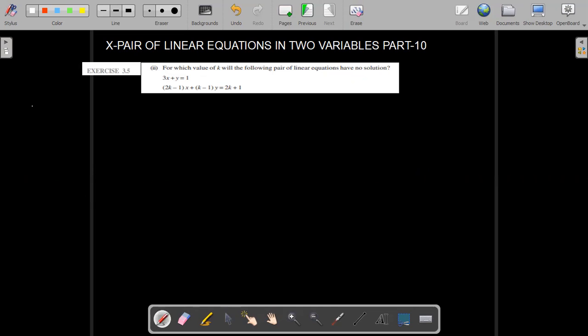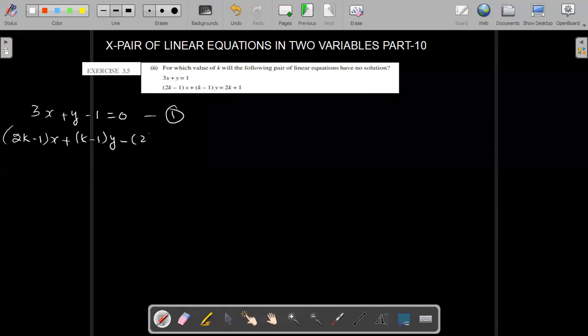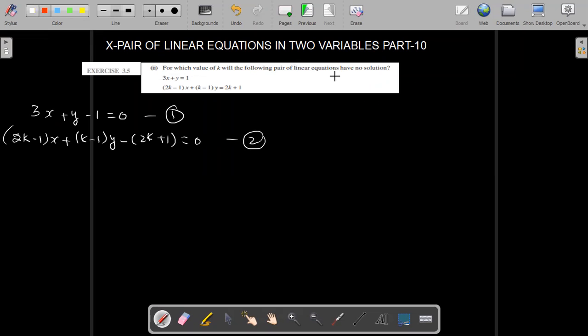3x plus y minus 1 is equal to 0. Equation number 1. And equation number 2 is (2k minus 1) into x plus (k minus 1) into y, and 2k you can take left hand side, minus 2k plus 1 is equal to 0. This is equation number 2. And the equations have no solution. The condition is no solution. Pair of linear equations has no solution.